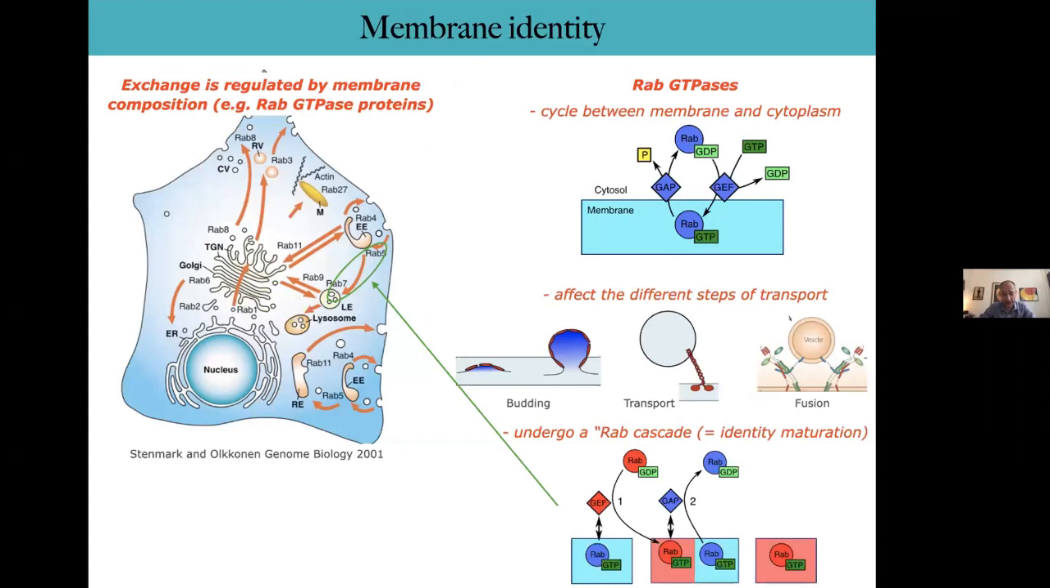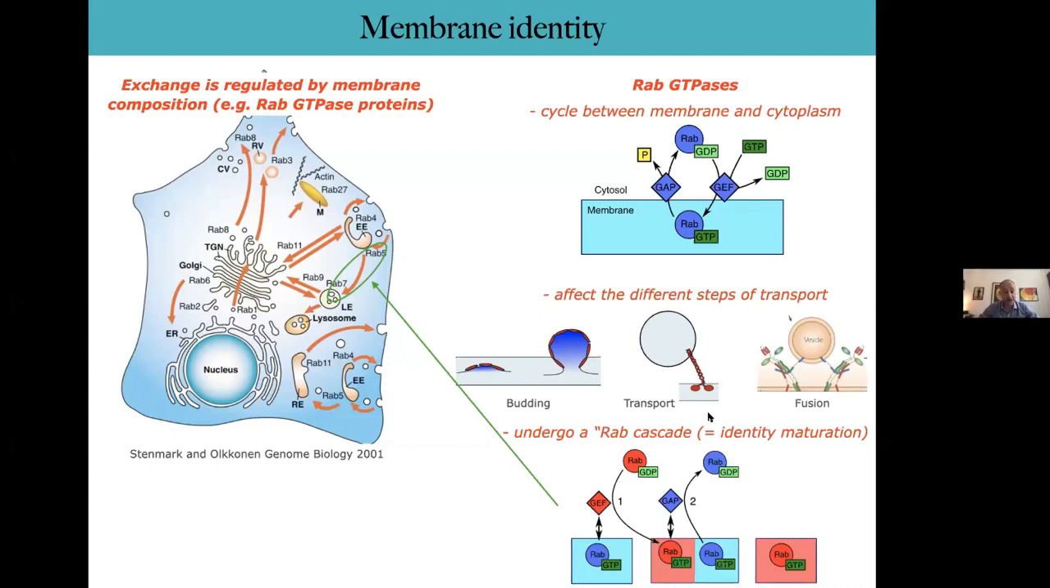And these Rabs are interesting because they are known to affect all the possible steps of transport. They are known to affect budding. They are known to be able to select which cargo will go in which vesicle. They're also known to interact with transport molecules such as motors to then affect transport, and to interact with SNAREs to affect fusion. So it is a reasonable hypothesis to say that the exchange between different compartments through the budding transport of fusion could be identity specific through, for instance, the interaction with the Rab molecules.